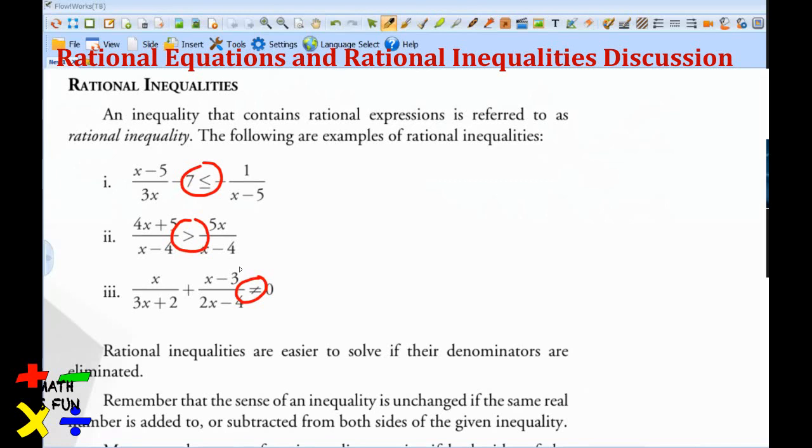Now, if we have this symbol, if you remember when we graph, we have this graph.